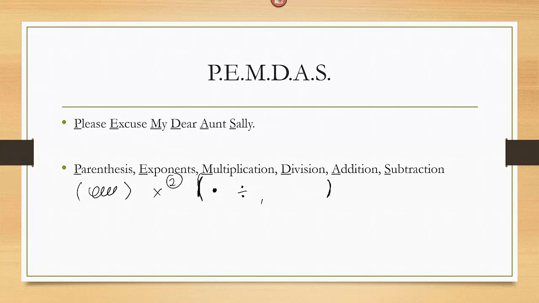But if division comes first, you divide first. And then you multiply. So don't get confused by multiplication and division. This group here, you can do division first and then multiplication. Same thing with addition and subtraction. After you do multiplication and division, we add and subtract.